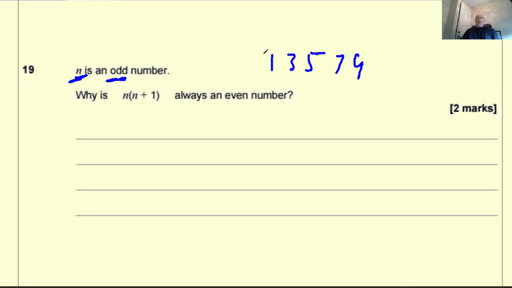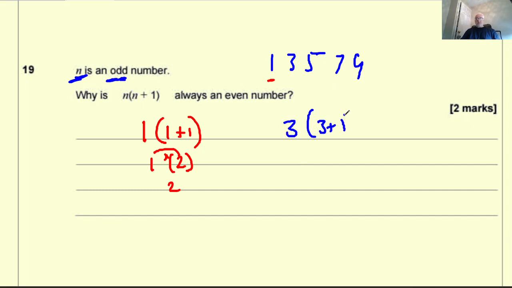Well, let's pick one of our easy odd numbers. Let's say I'm just going to take 1 to start with. 1, bracket 1 plus 1. Well, 1 plus 1 is always going to give me 2. And 1 multiplied by 2 is going to give me 2. Okay, let's try another one. Let's say 3. So 3, bracket 3 plus 1. 3 plus 1 is going to give me 4. And 4 multiplied by 3 is going to give me 12.